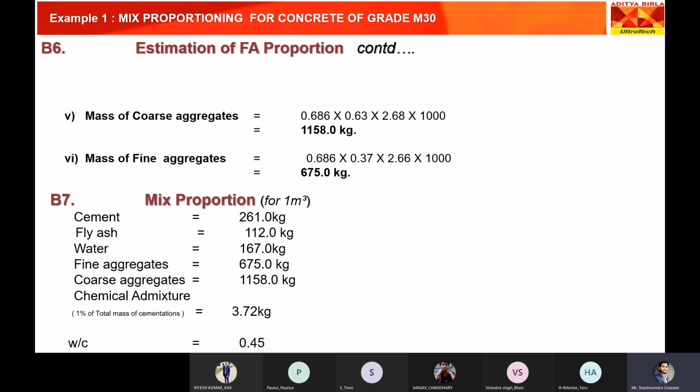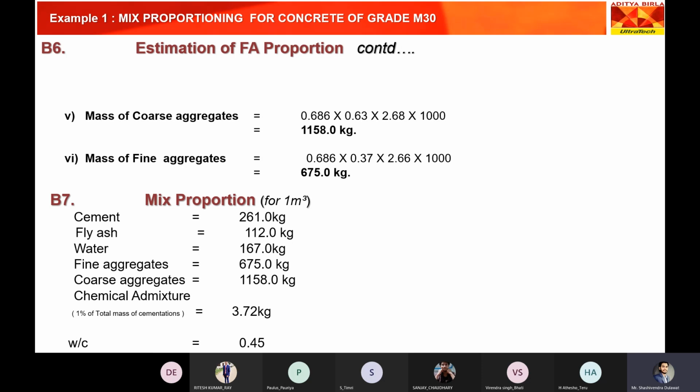So, estimation of fly ash proportions, then the mass of coarse aggregate: 0.686 into 0.63 into 2.68, the specific gravity of coarse aggregate, into 1000. Then the value comes out to 1158 kg. Similarly, we can calculate the mass of fine aggregate: 0.686 into 0.37 into 2.66 into 1000. So the value comes out to 675 kg.